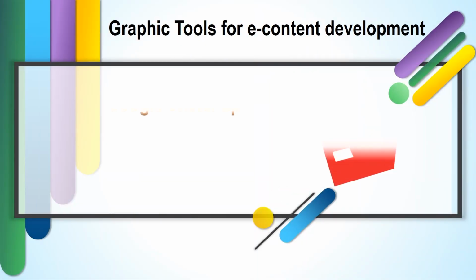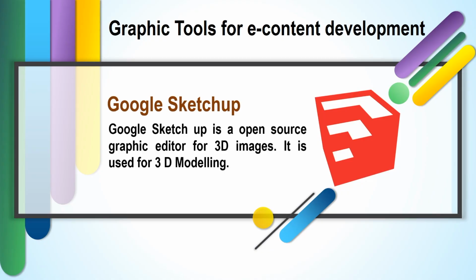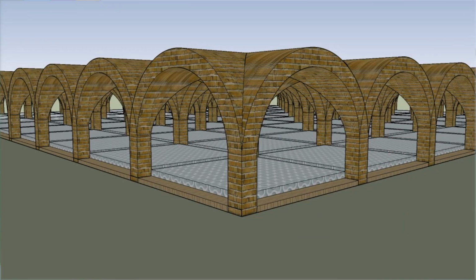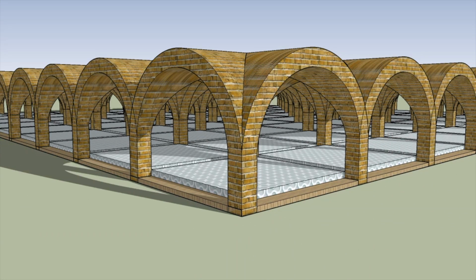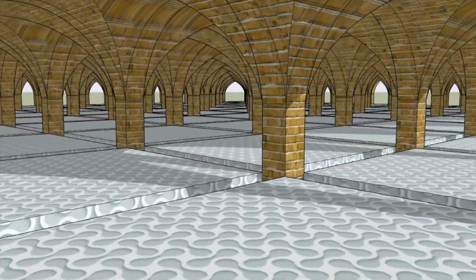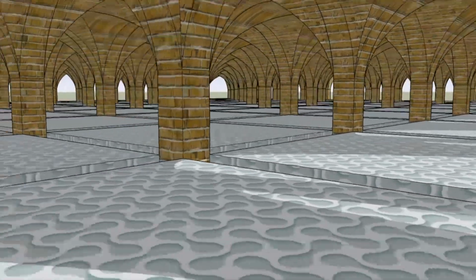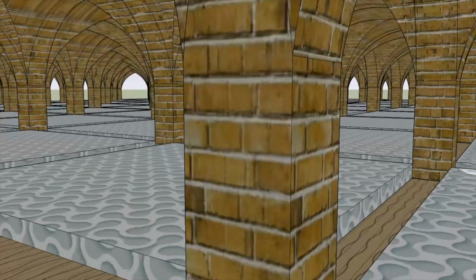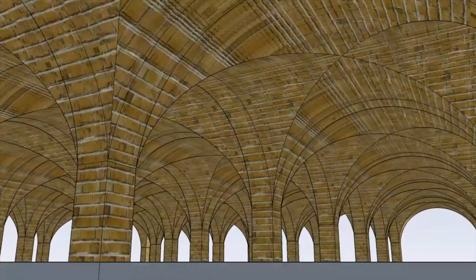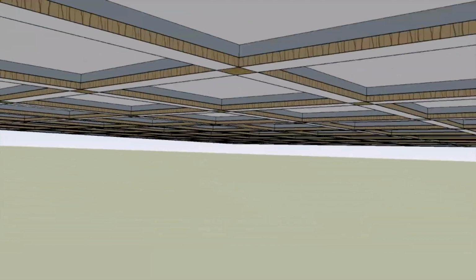Next software I have written here is Google SketchUp. As GIMP is for 2D image editing, Google SketchUp is for 3D image editing. This is basically used for 3D modeling. And Google SketchUp, as you have seen, is used for somewhat animation also, not to a large extent, but to a smaller extent it can be used for animation of the 3D models.